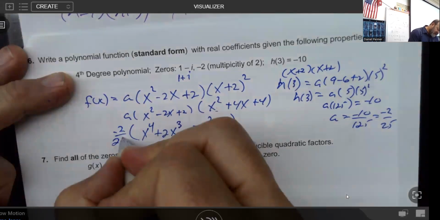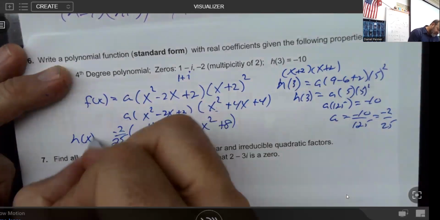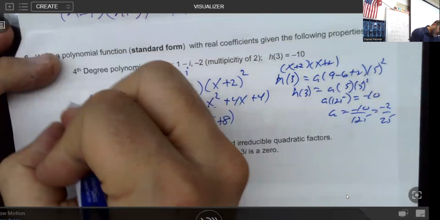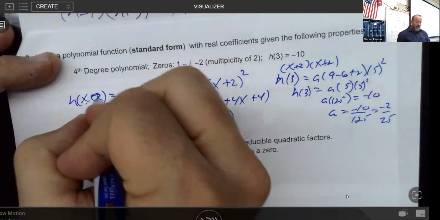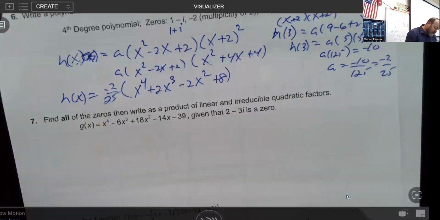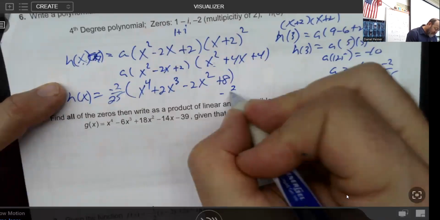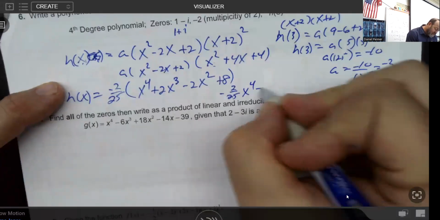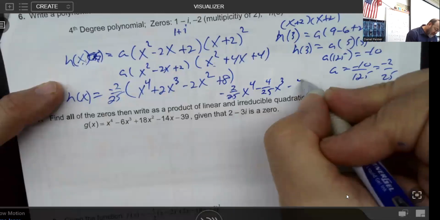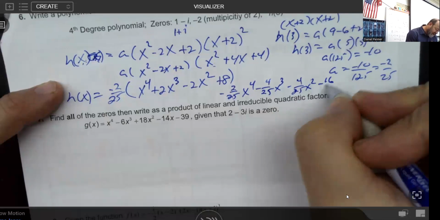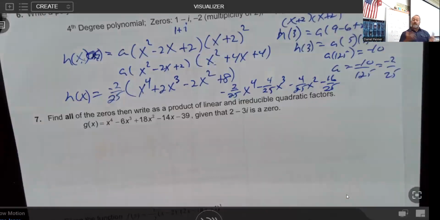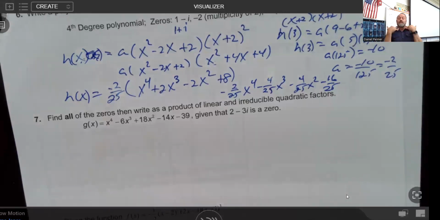So this would be h of x. I'm going to change that to h like it's supposed to be in the problem, since it says that in the question. There we go. So h of x equals that. Now that's kind of not in standard form. I guess we could rewrite it as -2 over 25 x to the fourth minus 4 over 25 x cubed, minus 4 over 25 x squared, plus 16 over 25. But I actually kind of like that version a little bit better. But that would be a polynomial that has those given roots that also then would go through that one and only one place.